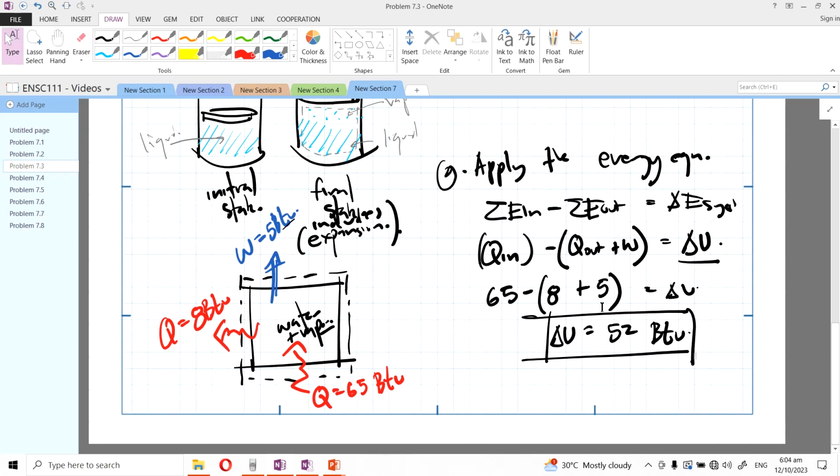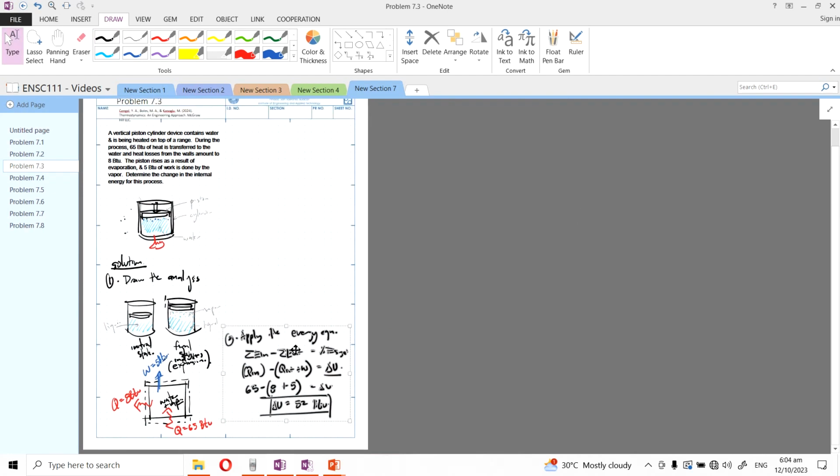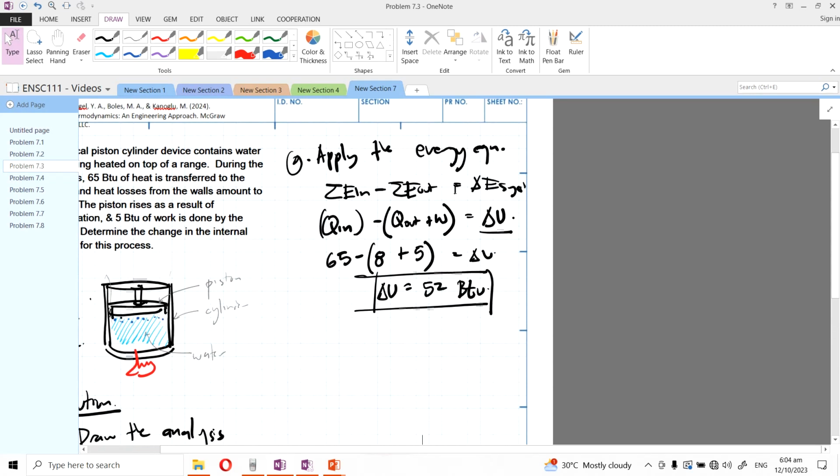Right, so that's just how simple it is. For some of the problems, the challenge for energy analysis is actually on how to find the properties. Because later on, maybe in next week's topic, you have to find the properties. So at this point, we're just skimming the surface, right?